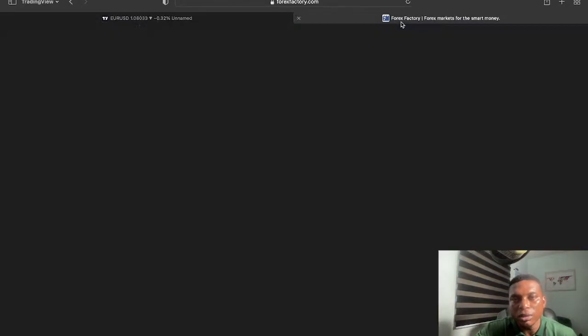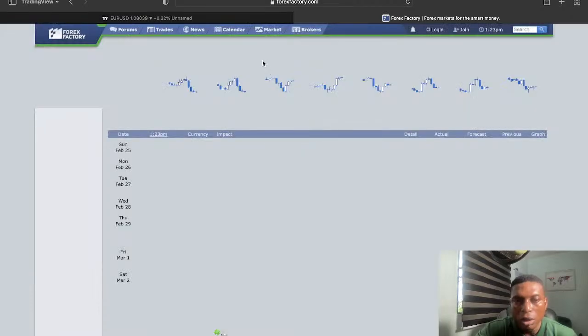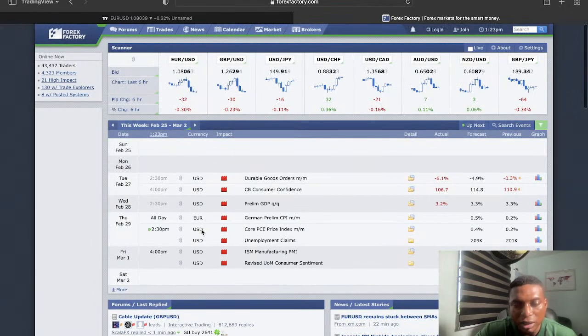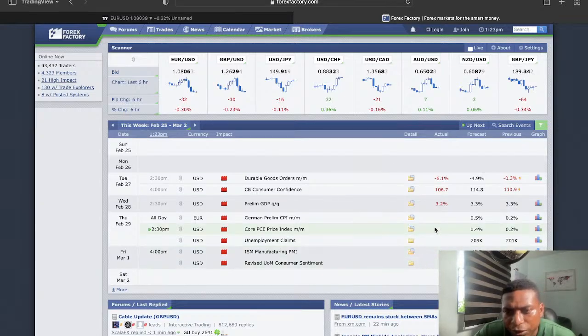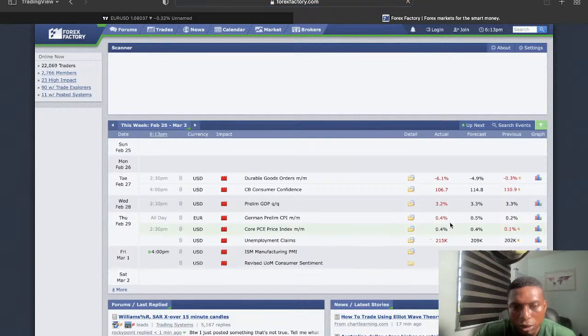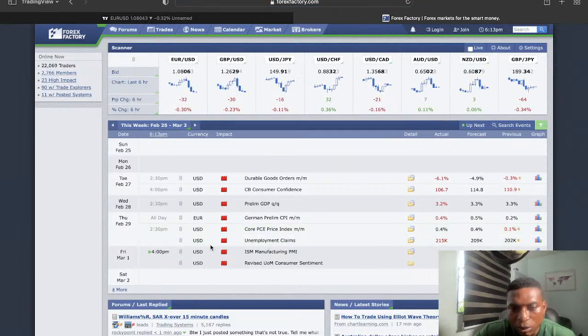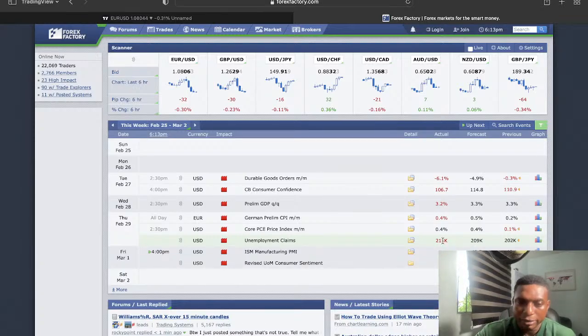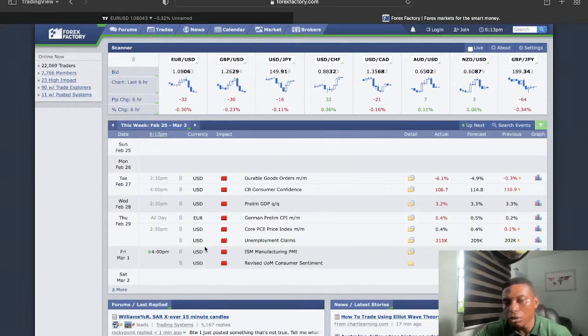Today's news that came out on USD. Let me refresh this page to see the actual news, the actual feedback on the news. So we can see clearly that unemployment claims was high, which is bad for the currency, which is bad for the economy. And if it's bad for the economy, it's bad for the currency.